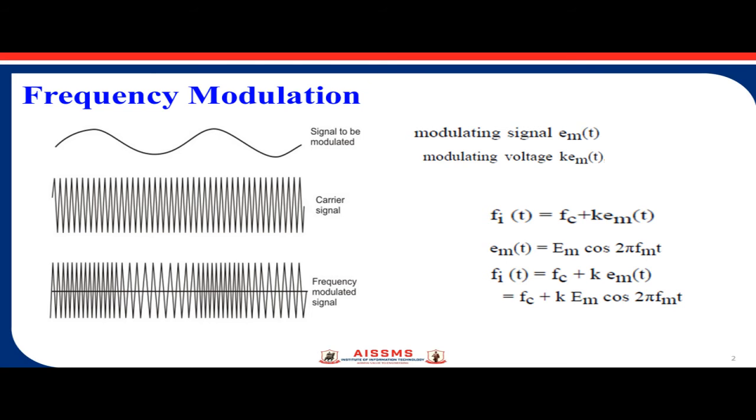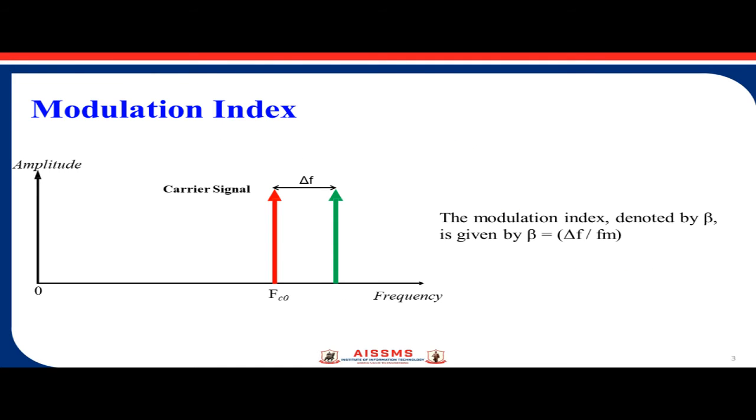The frequency modulated signal is shown in the diagram. As you can see in the diagram, the amplitude of modulated wave is same, whereas there is a change in frequency of modulated signal with respect to the amplitude of modulating signal. In other words, the carrier frequency is changed with respect to the amplitude of the baseband signal. In this diagram, the shift or the change in carrier frequency is shown.